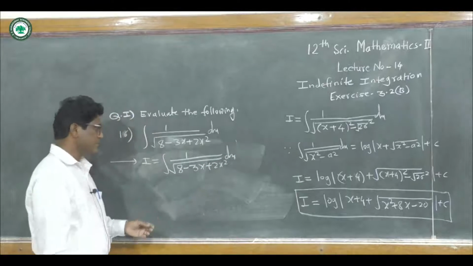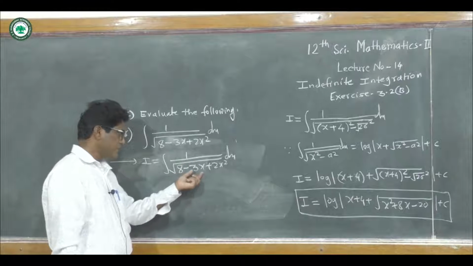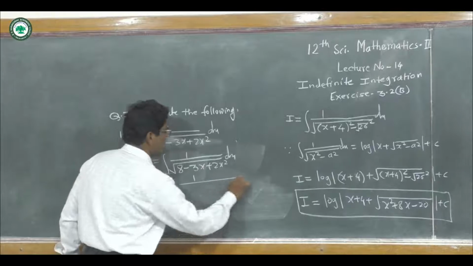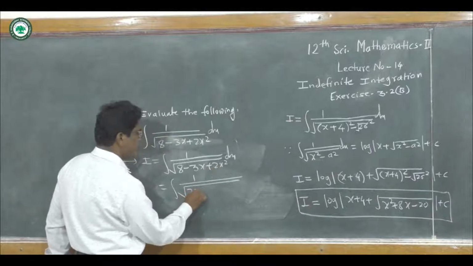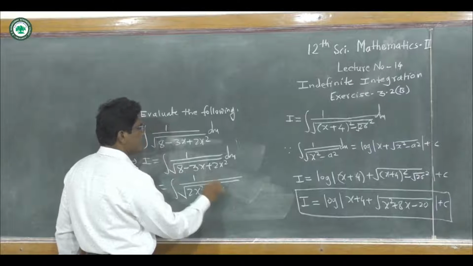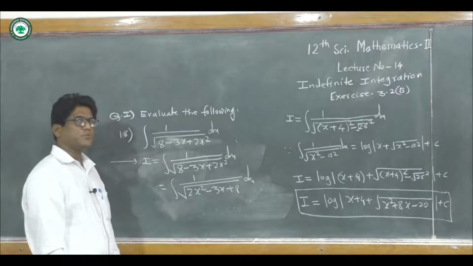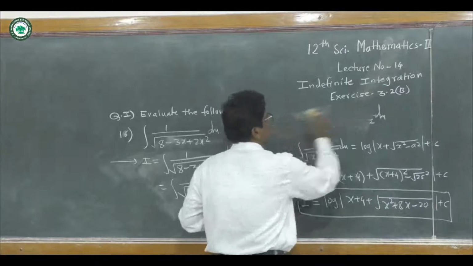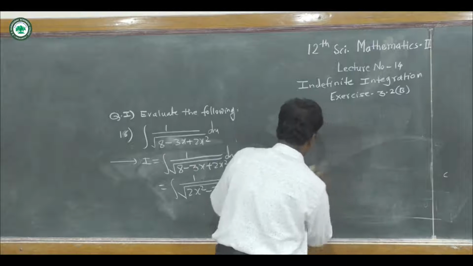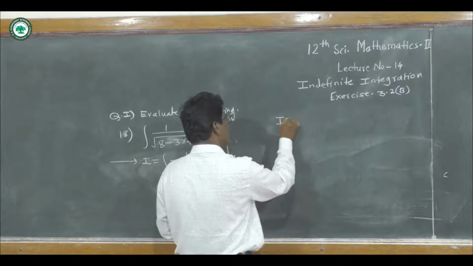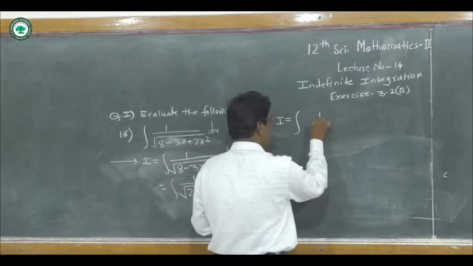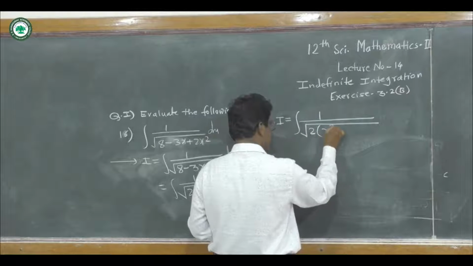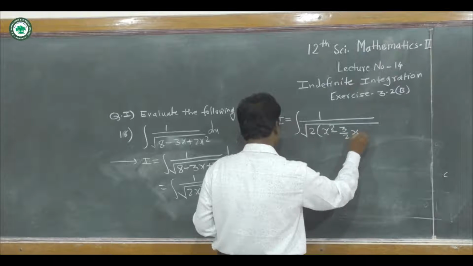Now we rearrange the terms. We write firstly the 2x square, then the term of x, and then the constant. Here x square is positive, so write it first. So this is equal to integration of 1 upon under root of 2x square minus 3x plus 8 dx. And now make the coefficient of x square as 1. So take 2 common, and therefore we get I is equal to integration of 1 upon under root of, taking 2 common in the bracket, x square minus 3 upon 2 into x plus 4.